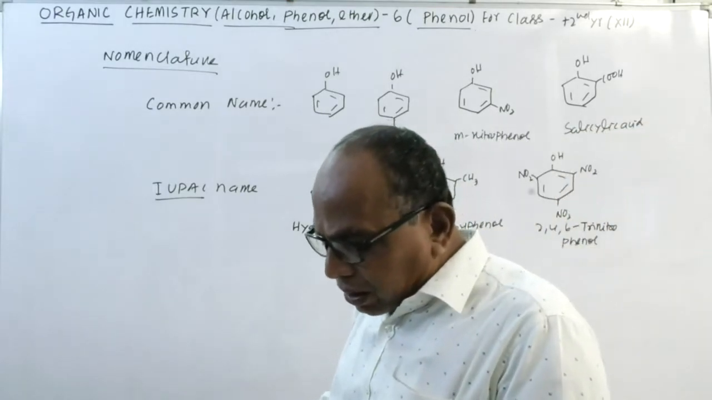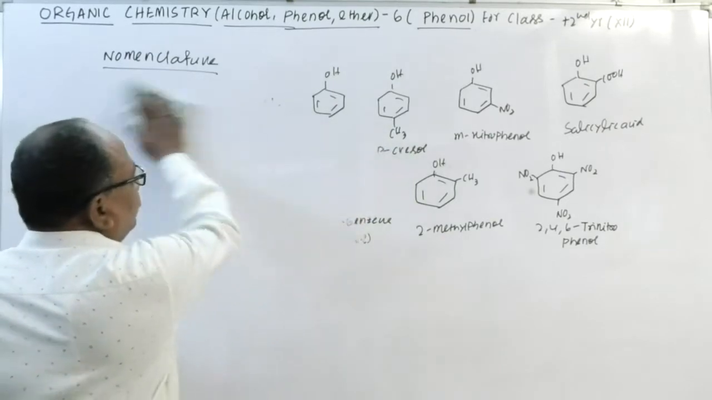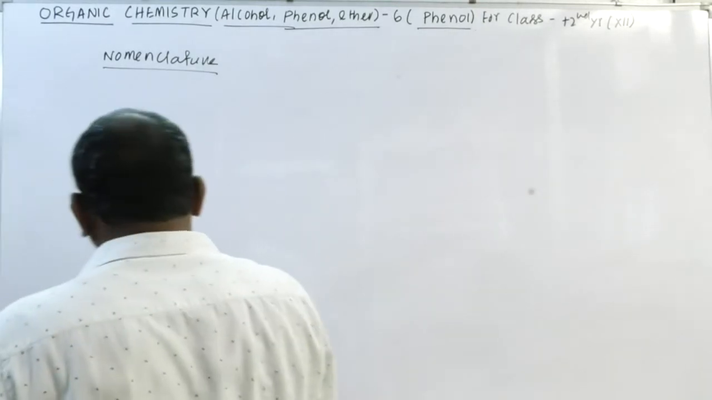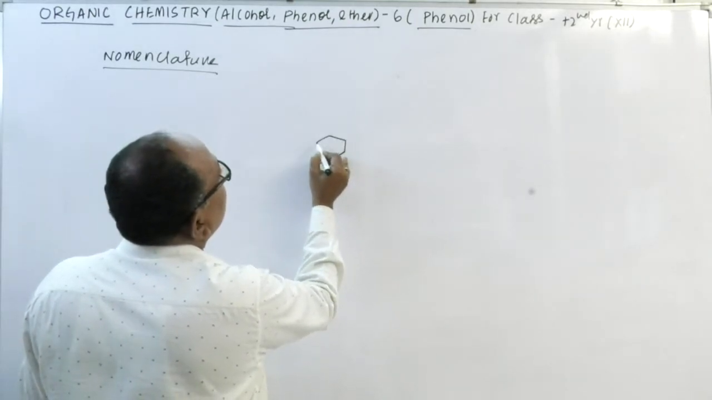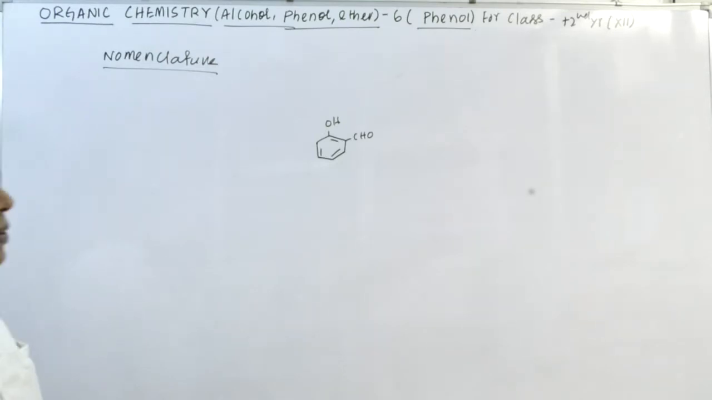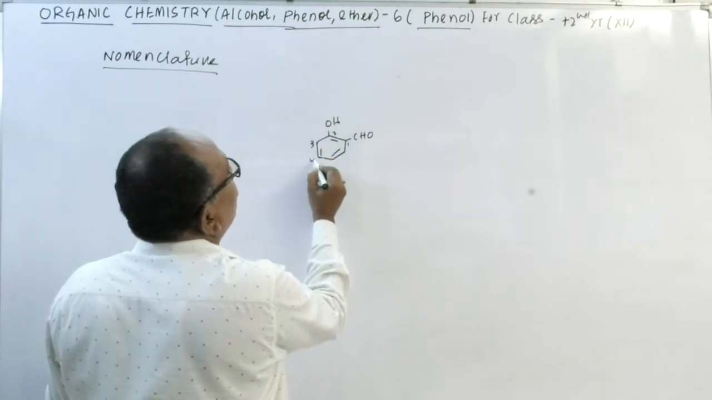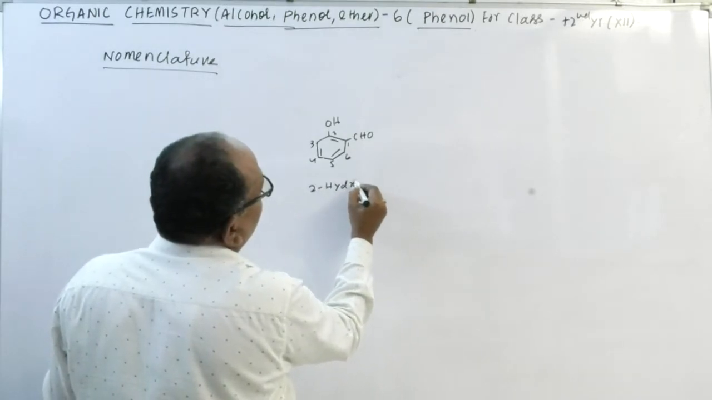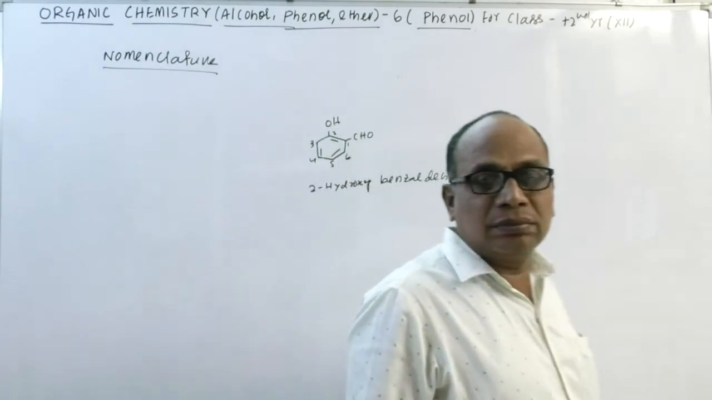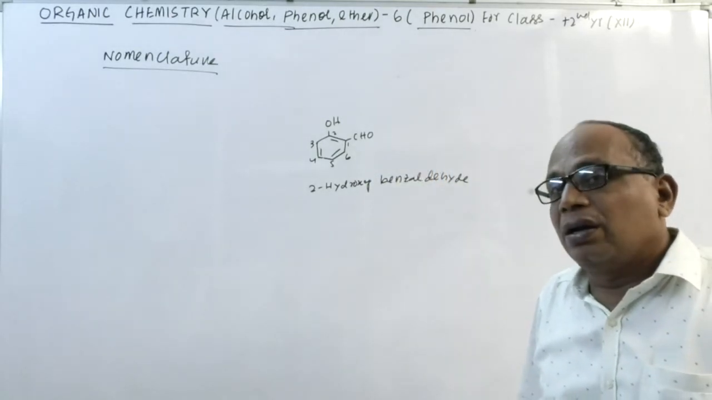Suppose the benzene ring contains 2 different functional groups, one must be an OH group, then we number the ring according to their priority order. For example, when I name this, it is known as salicylaldehyde. Between the OH group and CHO group, CHO has more priority. That's why this is 1, 2, 3, 4, 5, 6. So you can say 2-hydroxybenzaldehyde, because the CHO group is higher in priority order as compared to the OH group.